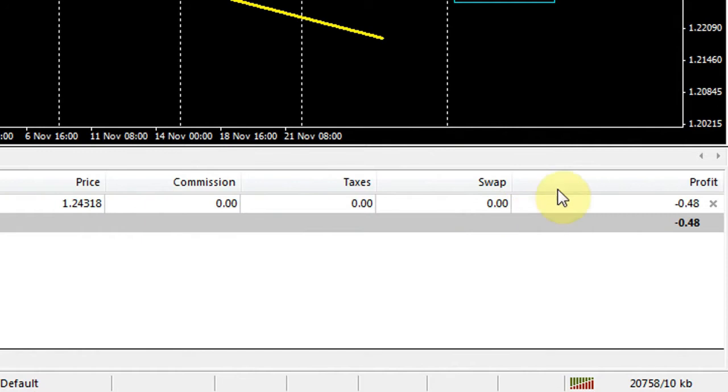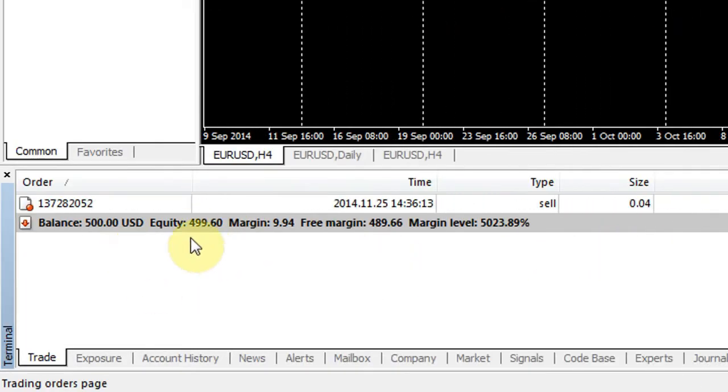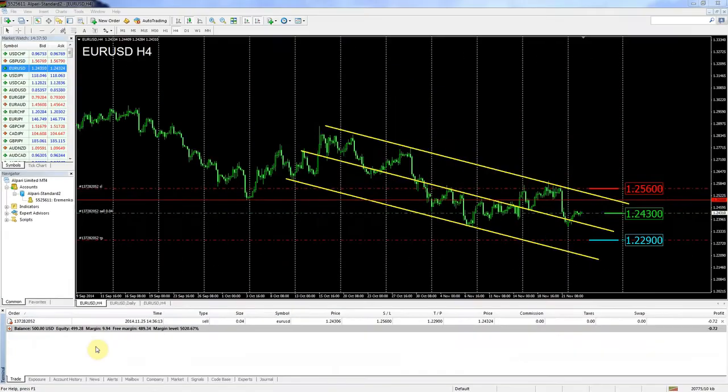And our current profit's a bit negative. That's because of the spread. Here you've got information, equity, margin, free margin, and balance. So that sums it up for today. We're going to leave the order for a few days and then come back and see how it went. Hopefully it would have closed at take profit by then. Thank you very much for your attention today. I look forward to seeing you next time, and until then, happy trading.